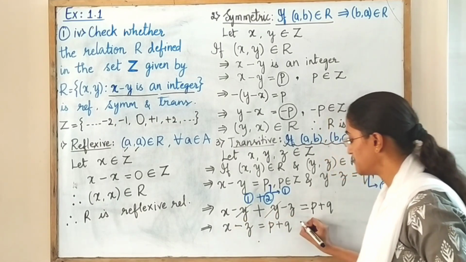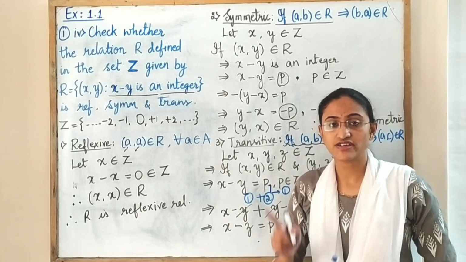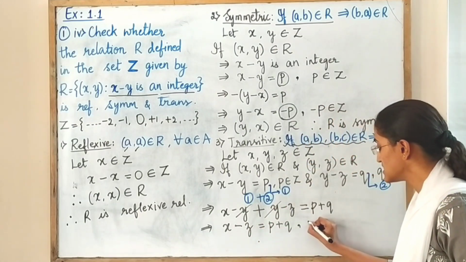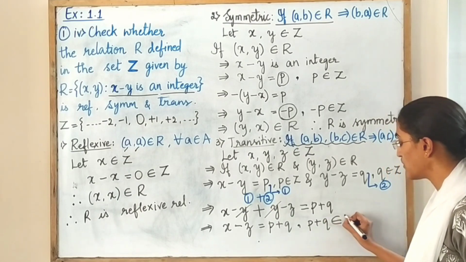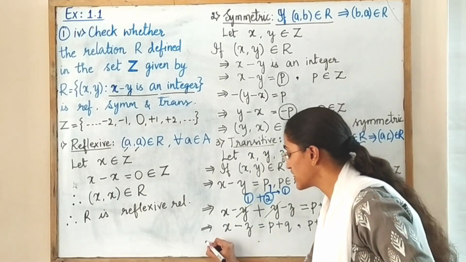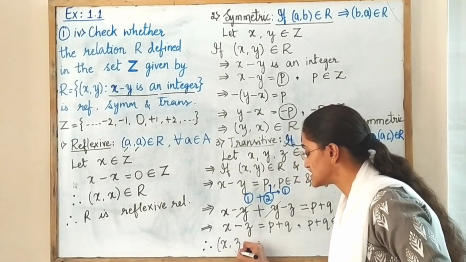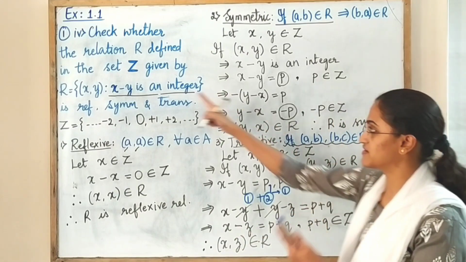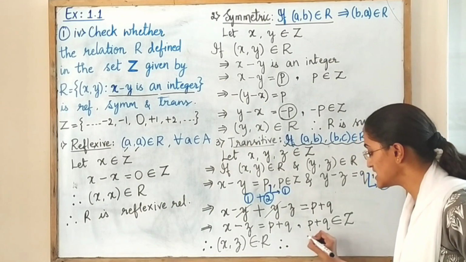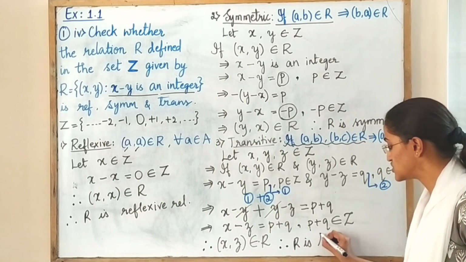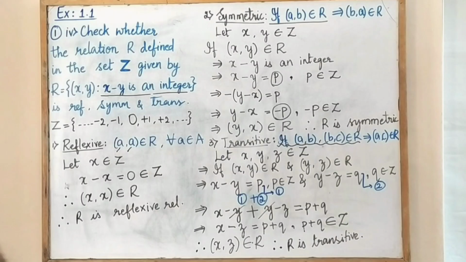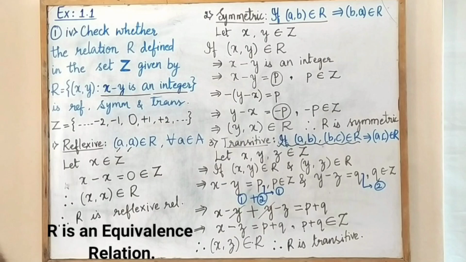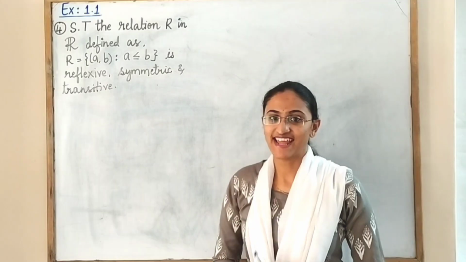And you know that the sum of any two integers is always an integer, and hence P plus Q is also in the set Z, and therefore you can now conclude that X, Z is also in the relation R, since it is satisfying the given condition, and hence conclude that R is a transitive relation. Observe that since the relation R is reflexive, symmetric and transitive, you can tell that the relation R is an equivalence relation. Check the next one.